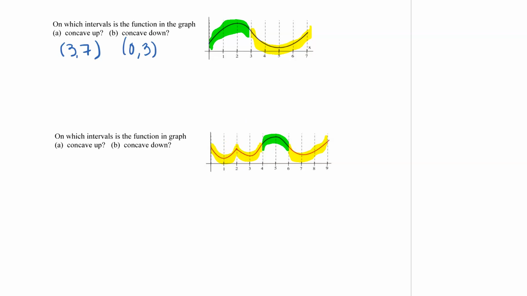So my intervals of where it's concave up would be between 0 and 4, unioned with from 6 to 9, and then it would be concave down in the middle there from 4 to 6.